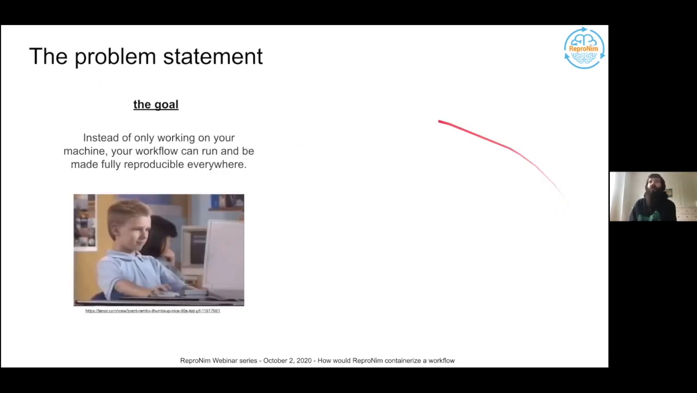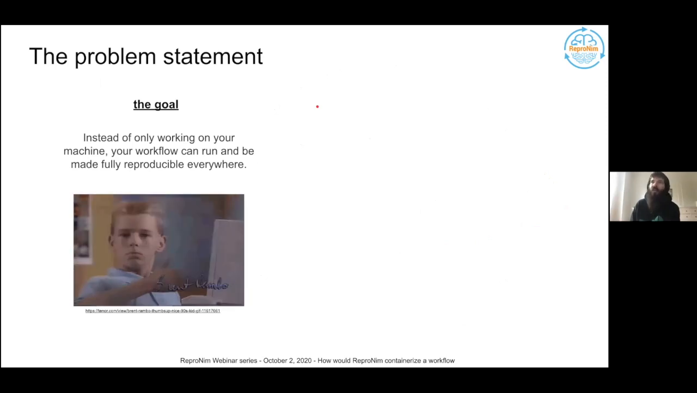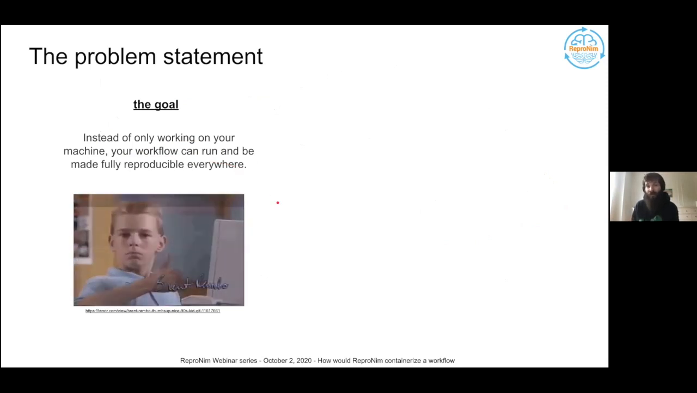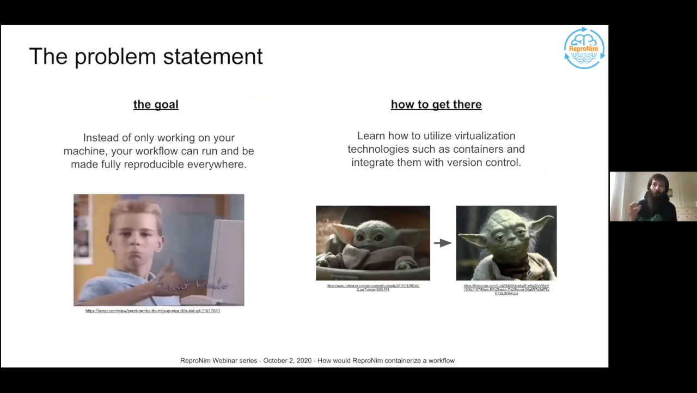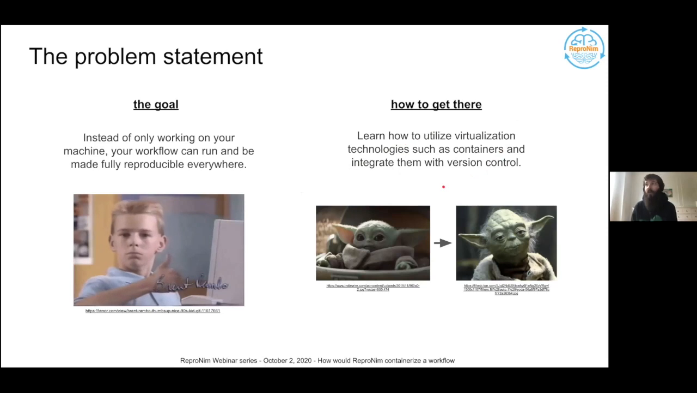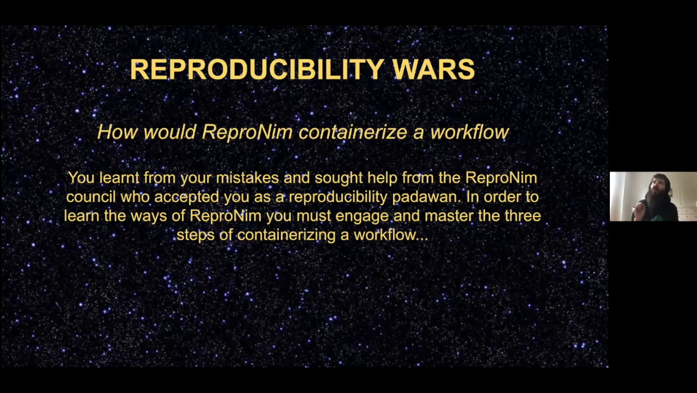So the goal we're having here, really, just to formalize it once more, is that instead of only working on your machine, your workflow can run and be made fully reproducible everywhere. This is our goal. And how do we get there? By learning how to use virtualization technologies such as containers and integrate them with version control. So this is really where we start going into details here. You learned from your mistakes, and luckily for you, there's the ReproNim Council and you sought help from them, and they accepted you as a reproducibility padawan.